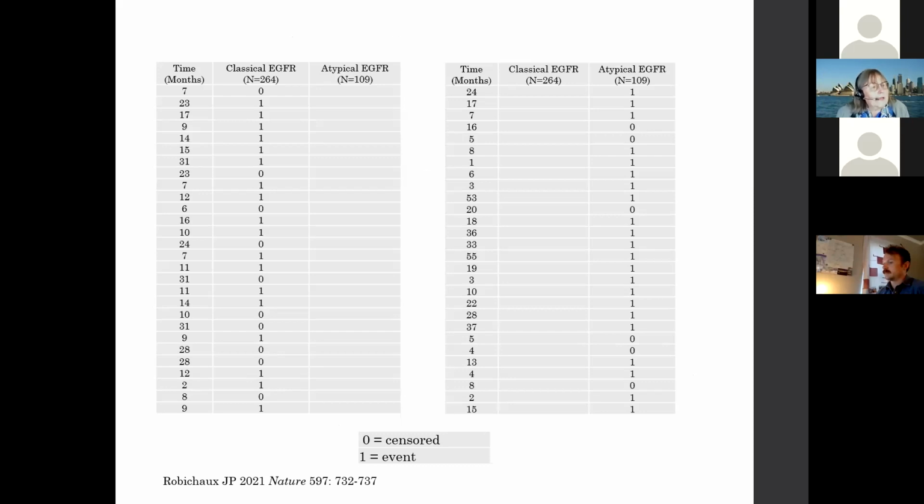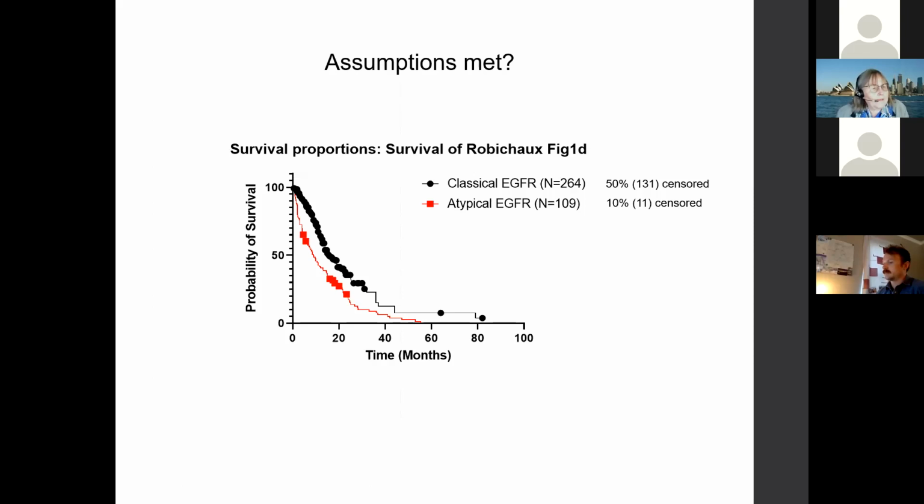Here they have 7 months, this person was censored; 23 months, this person had the event, which was died. And this is for the classical group and the atypical group here. They didn't have to sort it in order from shortest to longest, so the program will do that for you. So you just would copy that into Prism.